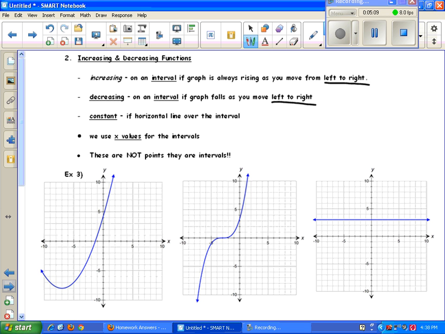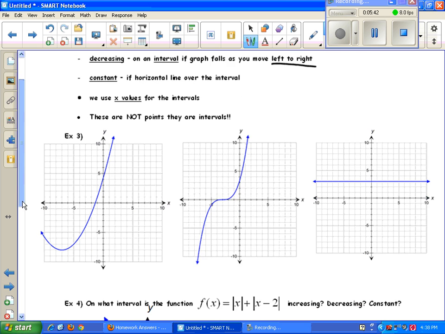Constant if it's a horizontal line over the interval that you have, so any horizontal lines are constants. And we use x values for the intervals when we're writing them out. So we write it in interval notation. Some students get confused because they think they're writing the domain, but really we're just writing the intervals for increasing, decreasing, constant. So it's really important when you write these intervals that you make sure you write if it's increasing, decreasing, or constant. Otherwise, you would get it confused with the domain or the range.